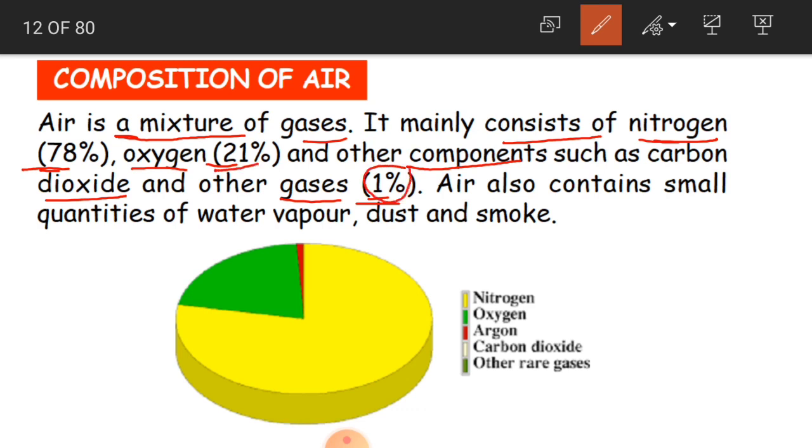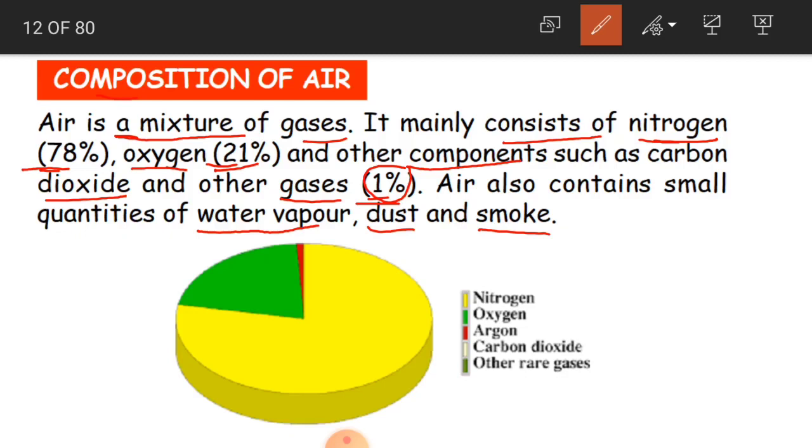Along with the gases, air also contains small quantities of water vapor, dust and smoke. So apart from gases, you also have water vapor, dust and smoke. These are the composition of air, in the sense they are the ingredients. For example, if we want to prepare tea, we use a mixture of milk, sugar, tea powder, water, and then it becomes tea. Here air also contains so many gases like nitrogen, oxygen, carbon dioxide and so many more.